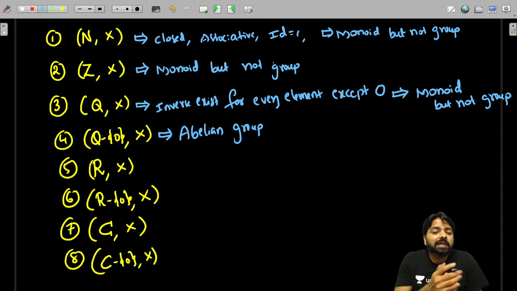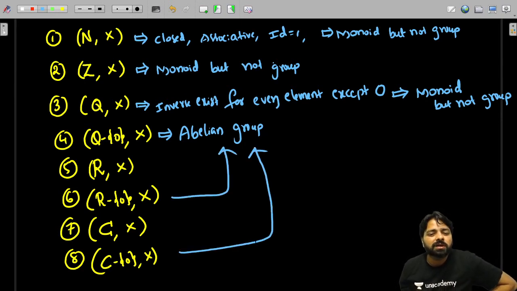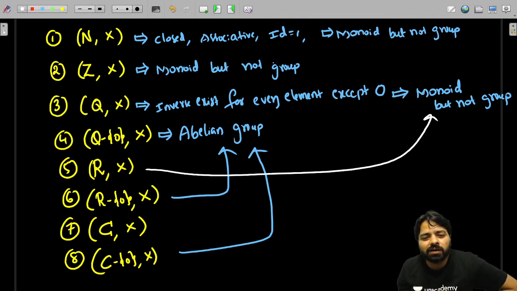Everybody, when you delete the 0, now inverse exists and also commutative satisfies because of multiplication, and because of that, R minus 0, C minus 0 are also abelian groups. But 0 is there everywhere in R and C in 5th and 7th, so the answer will be similar: monoid but not group. I'm just answering this one, just answer monoid but not group.